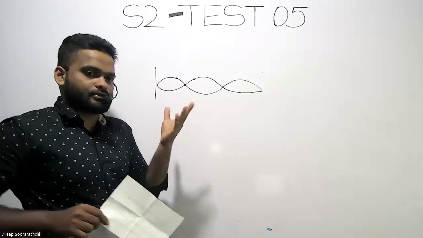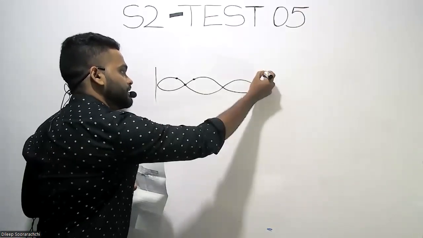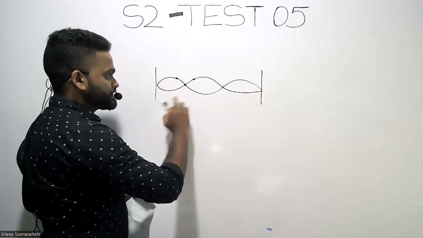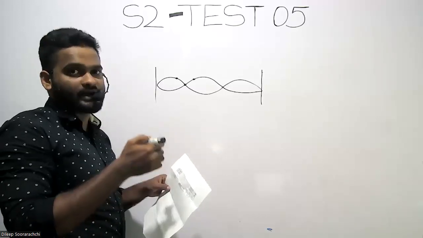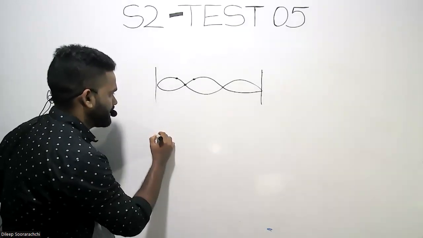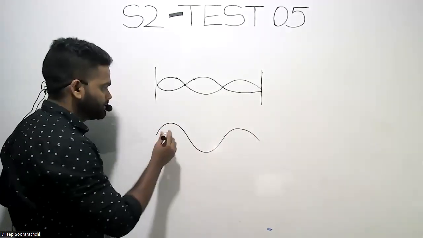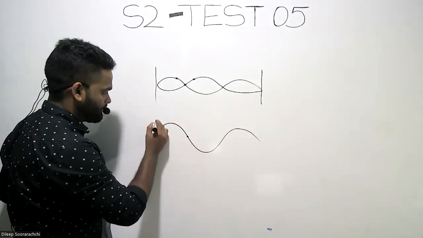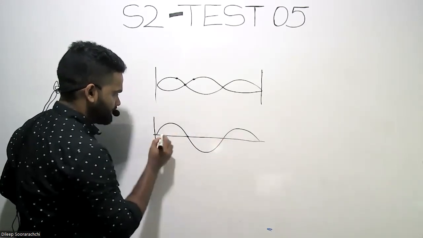So like many students don't understand the difference between those phases in a standing wave and in a progressive wave. If I take a progressive wave like this, so this is just a progressive wave, how do we know the phase of that?